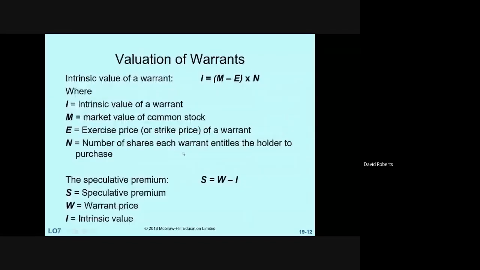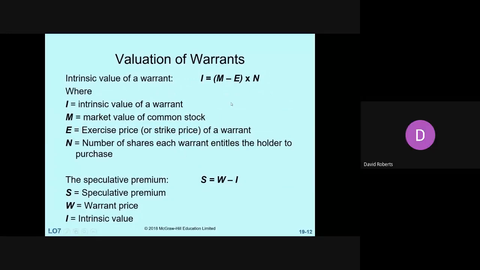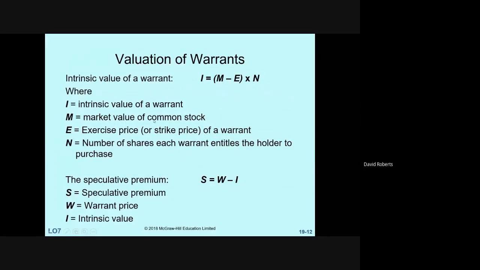So here's the formula. We'll go through a calculation on it. Formulas are pretty straightforward. The intrinsic value is simply the market price minus the exercise price or strike price, and then the number of shares each warrant entitles the holder to purchase. So that's not always a 1-to-1 ratio. Sometimes it's 1.5. Sometimes you have a warrant and you're entitled to 1.5 shares or 2 shares. So that's what the N represents.